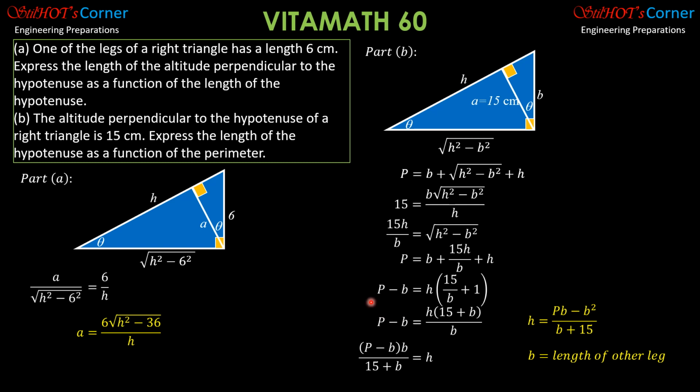So that's it for this problem. This is just a word problem. We have to express one element of the right triangle that is mentioned in terms of the other element or elements.